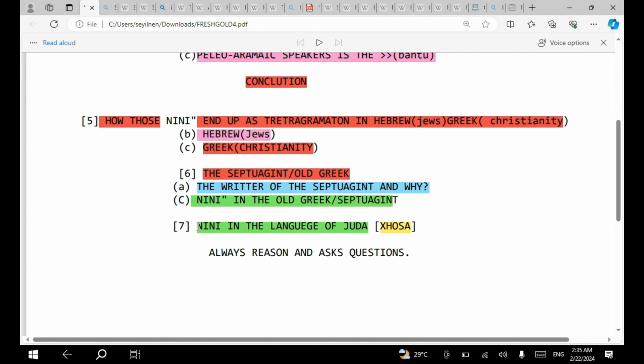Nini in the language of Judah, which is Esgosa. Nini in the language of what? Judah, which is Esgosa. They knew what they have done. They changed the name of the Creator. Right? They talk about it mostly in the book of Romans, Romans chapter 1.